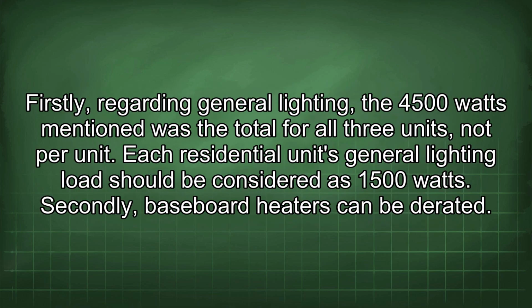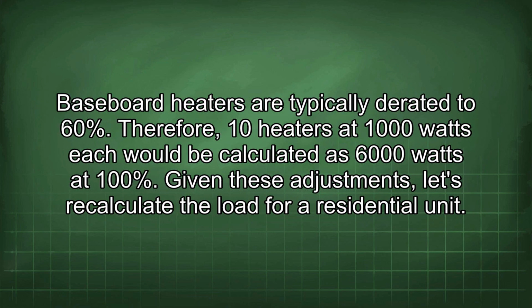Firstly, regarding general lighting, the 4,500 watts mentioned was the total for all three units, not per unit. Each residential unit's general lighting load should be considered as 1,500 watts. Secondly, baseboard heaters can be derated. Baseboard heaters are typically derated to 60%. Therefore, 10 heaters at 1,000 watts each would be calculated as 6,000 watts at 100%.